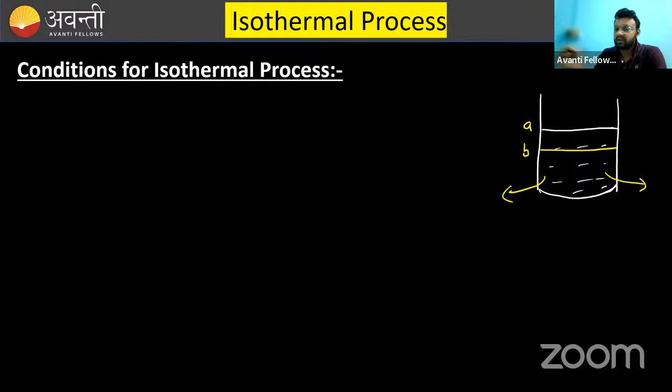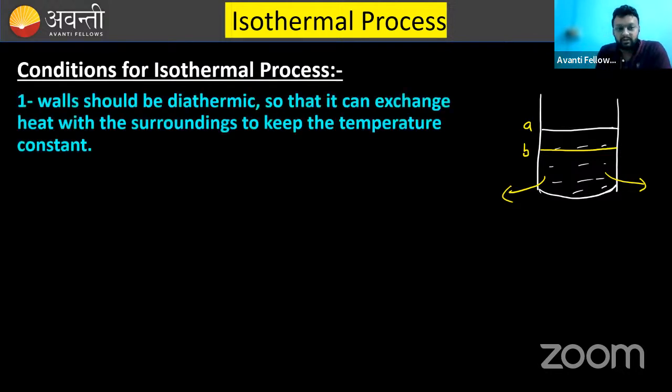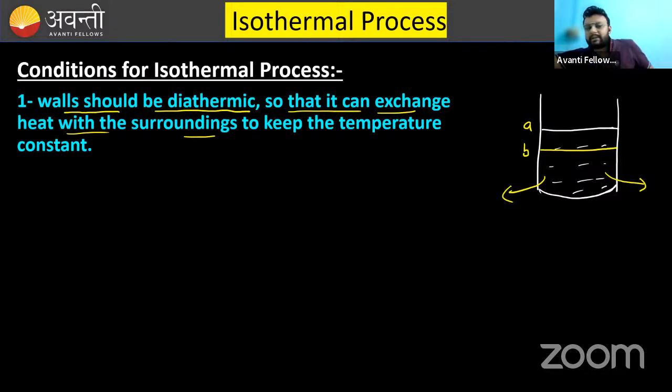The extra heat should come from outside. That means there should be a medium through which heat can be transferred. And that is our first condition. What is going to be the first condition? That the walls of the system should be conducting. Conducting means diathermic. So walls should be diathermic so that the system can exchange heat with the surroundings to keep the temperature constant.